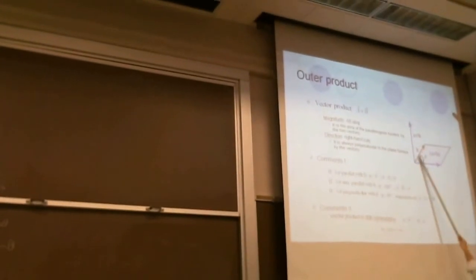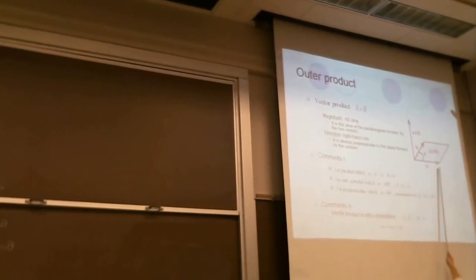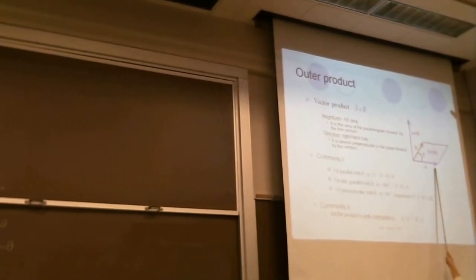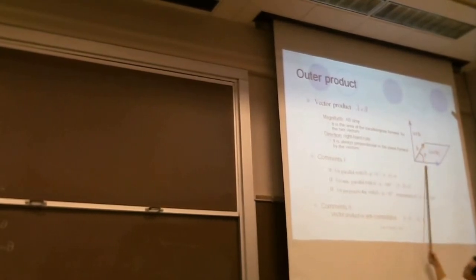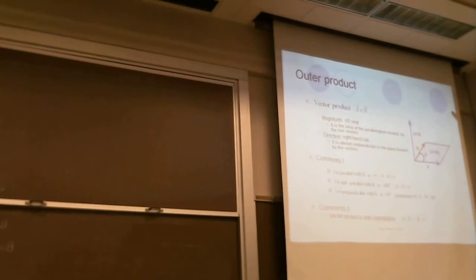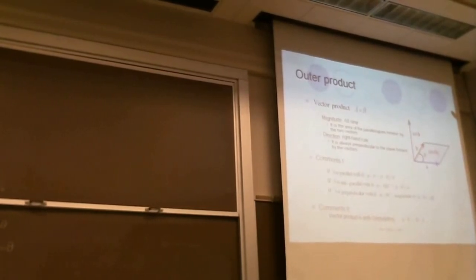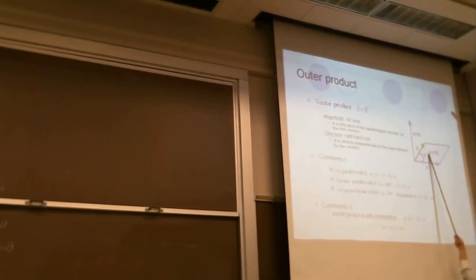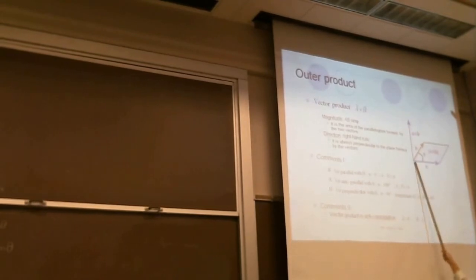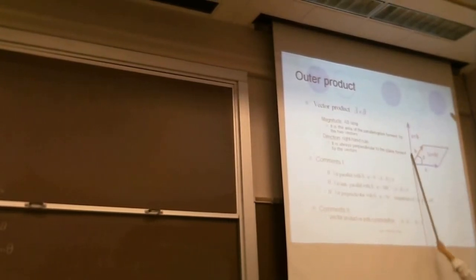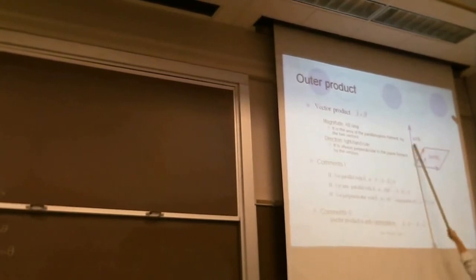This is actually the area of the parallelogram formed with A and B as two adjacent sides. So the magnitude of A cross B equals the area of the parallelogram formed by A and B. And the direction, you can see, is perpendicular to the plane formed by the vectors. That's the direction of A cross B.